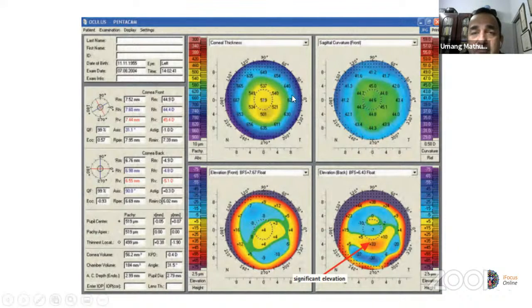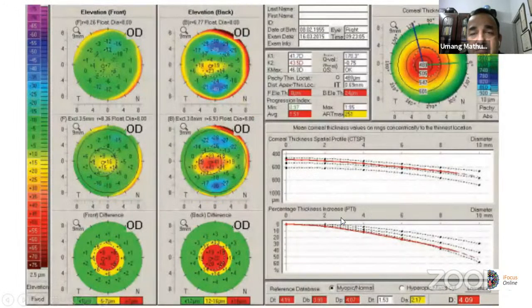This is the quad map, which would have the pachymetry map, the anterior float, and the posterior float. And there are red flags and the Belin-Ambrosio curve. Also these green, yellow, and red tell you what is the risk of ectasia.